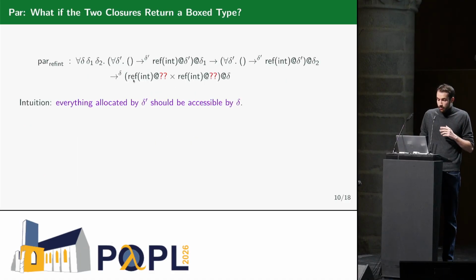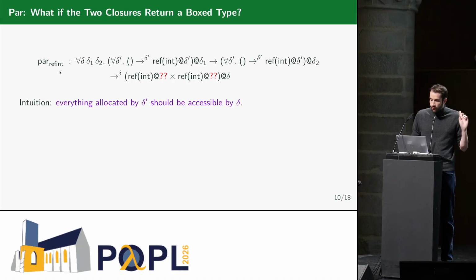So what about a box type? This is a modification of the previous type, where the two closures return a ref of int allocated at delta prime. Now, what is the return type of par?